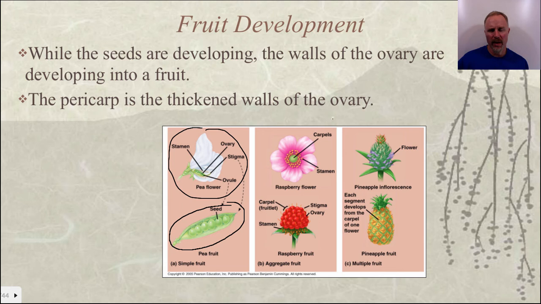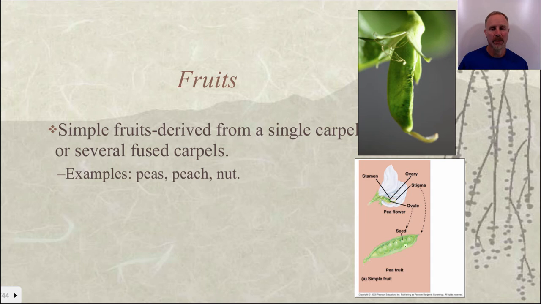Same thing with this raspberry plant here. You've got numerous carpels here, and all of these things are going to fuse together, and you can see the stigma and the ovaries on these plants here. And then the same thing here with this multiple fruit, and we'll talk a little bit more about this as well with inflorescence. What this flower is doing here is these things are all starting to grow together to give rise to this pineapple.